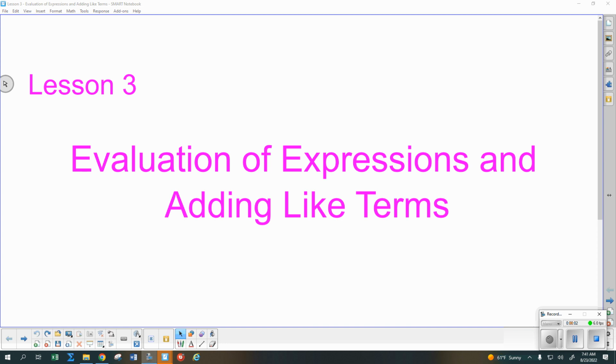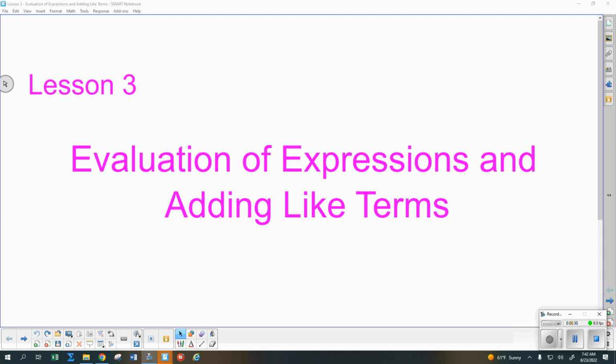In lesson 3, we are going to review evaluating expressions and adding like terms. Does anybody remember the difference between an expression and an equation? What are we going to have on that one, Milo? Okay, an expression, all you can do is simplify. An equation you can try to solve.